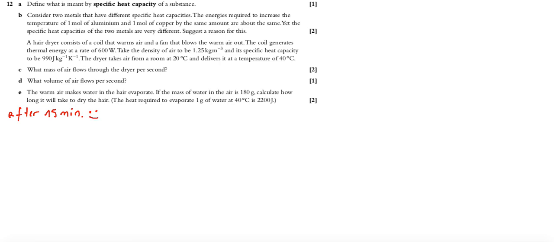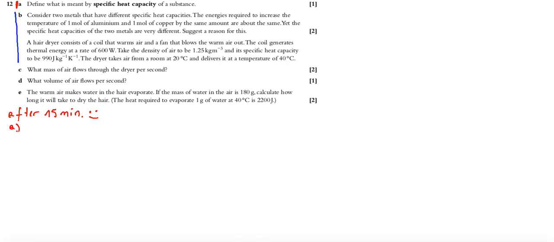Okay, A. Define specific heat capacity. I'm not going to write here. Specific heat capacity is the amount of thermal energy which is needed to heat up 1 kilogram of substance by 1 degree Celsius. Okay, this is the definition. You can eventually write the equation and explain all symbols, but in words you can do this. Okay, B.